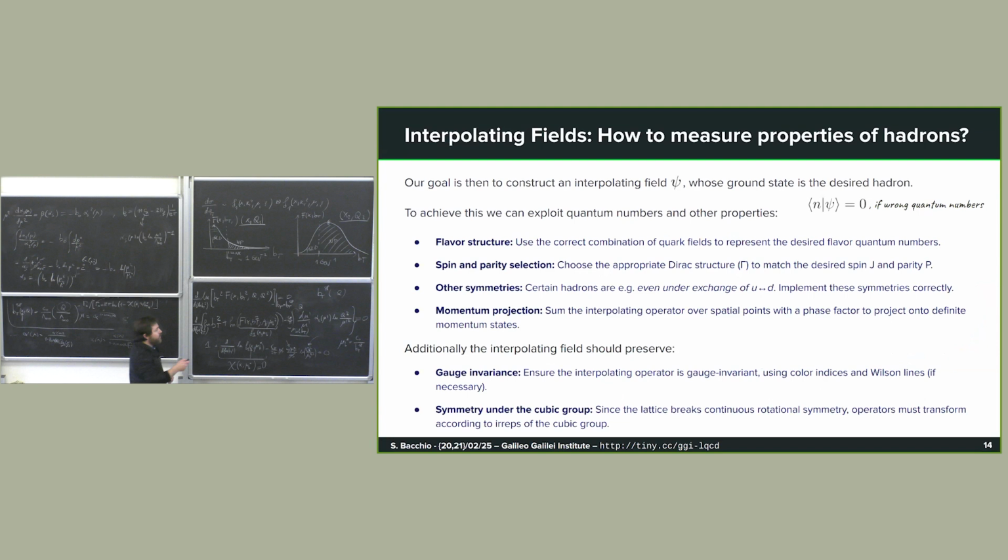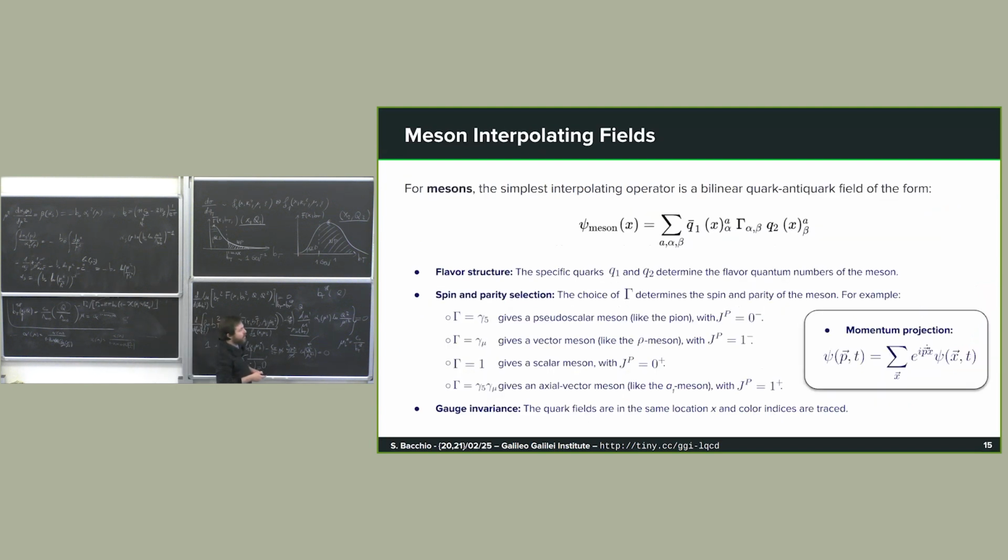So for instance, let me give you an example. We want to measure a meson, a pion, and then what we put as an interpolating field is a pair of quark-antiquark, right? With a specific flavor. So if we want to measure a pion, it's u d-bar, or u-bar d. And if you want to measure a kaon, it's an up and a strange, etc. So you put a specific flavor. You also need to select, for instance, a spin and parity structure. So you do it via the gamma matrix here.